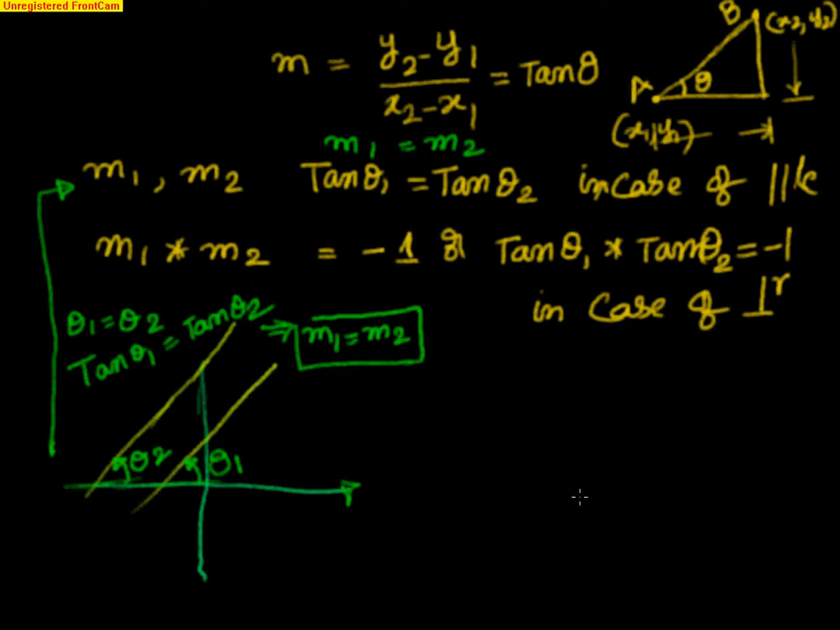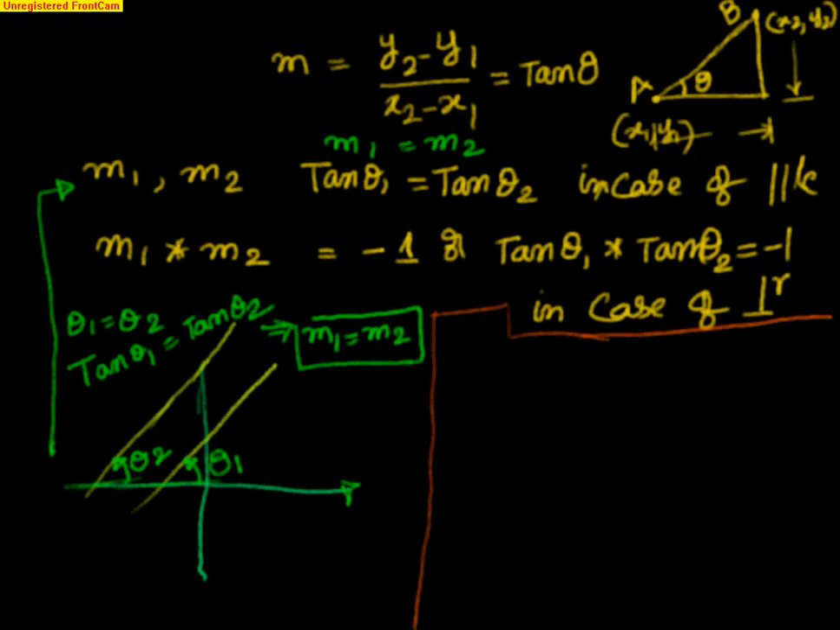Now let's look at the other case. The other case is, we want to prove that in case of perpendicular lines, the slopes are negative reciprocal of each other, or m1 into m2 equals minus 1, if m1 and m2 are the slopes of the two lines.